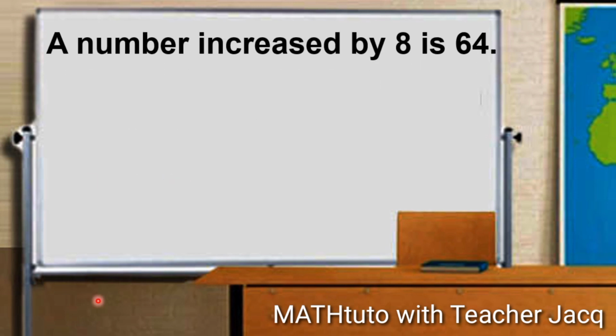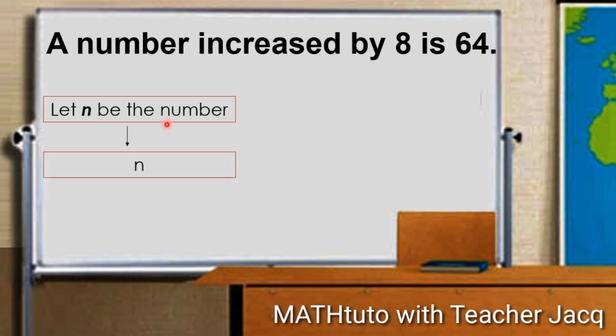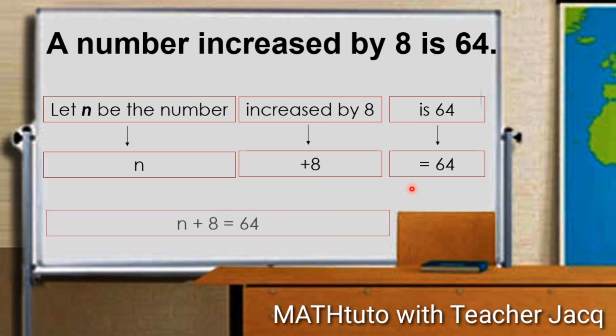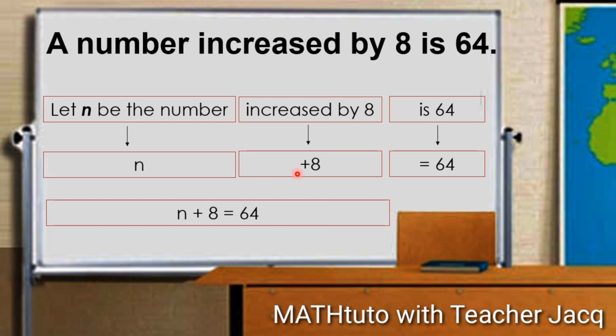So we have here: a number increased by 8 is 64. Let n be the number. So we have n, ito yung ating unknown number or missing number. Next, increased by 8. When we say increased, nadagdag, so positive 8 or plus 8. And then is 64, kaya meron tayong equals 64. Ngayon naman, arrange natin yung ating given and bumuo tayo ng equation. So we have n plus 8 equals 64.